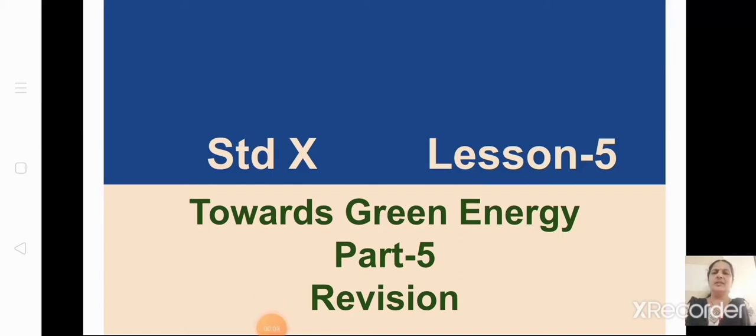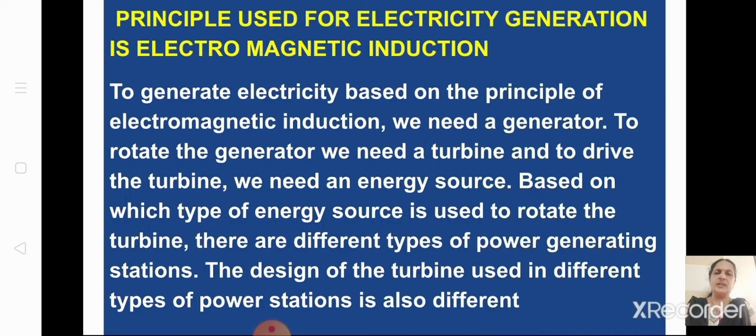Today we are going to revise what we have already learned. We have finished with the lesson towards green energy. Now let us revise the lesson. Okay. Now, what is the principle used for electricity conversion? We learned in this lesson, that is electromagnetic induction.